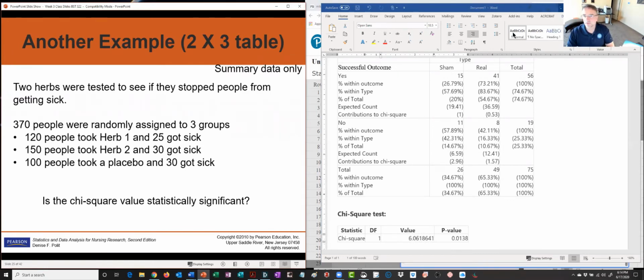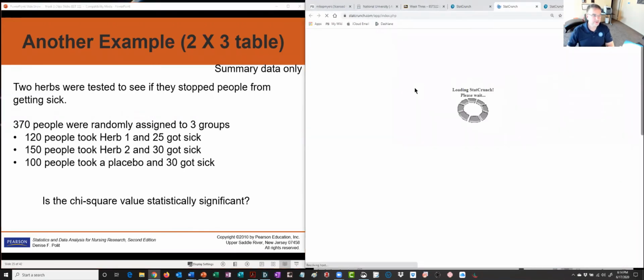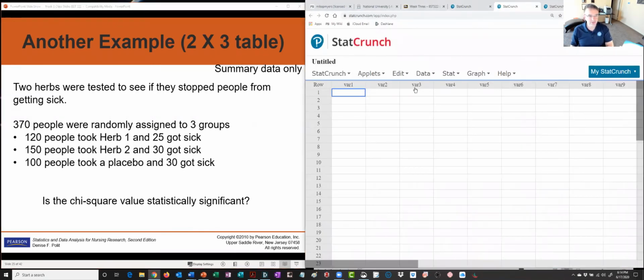Let's go back to StatCrunch. We have 370 subjects assigned to 3 groups. So let's do something with more groups, 3 groups. 120 people took herb1 and 25 got sick. 150 took herb2 and 30 got sick. 100 people took a placebo and 30 got sick.